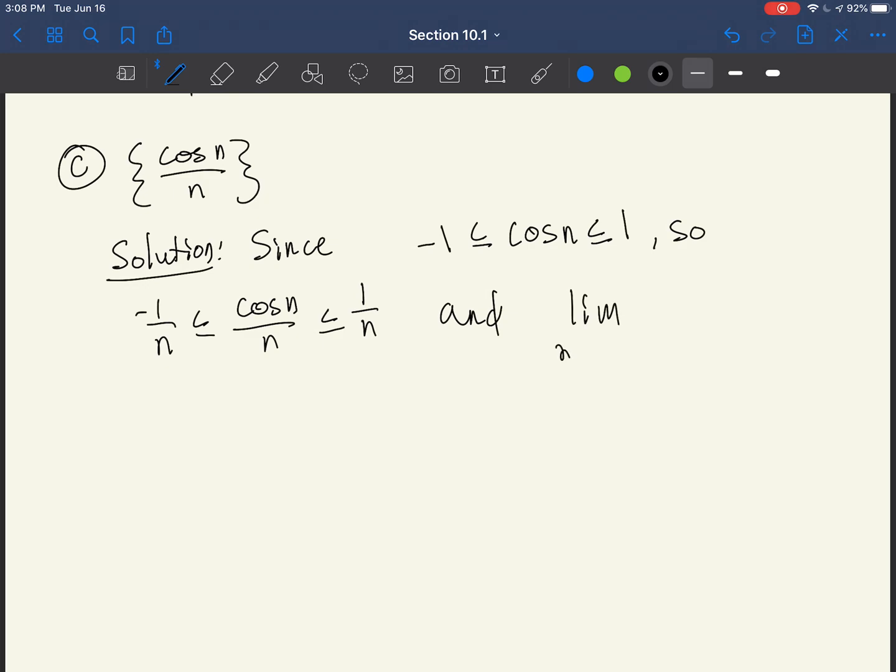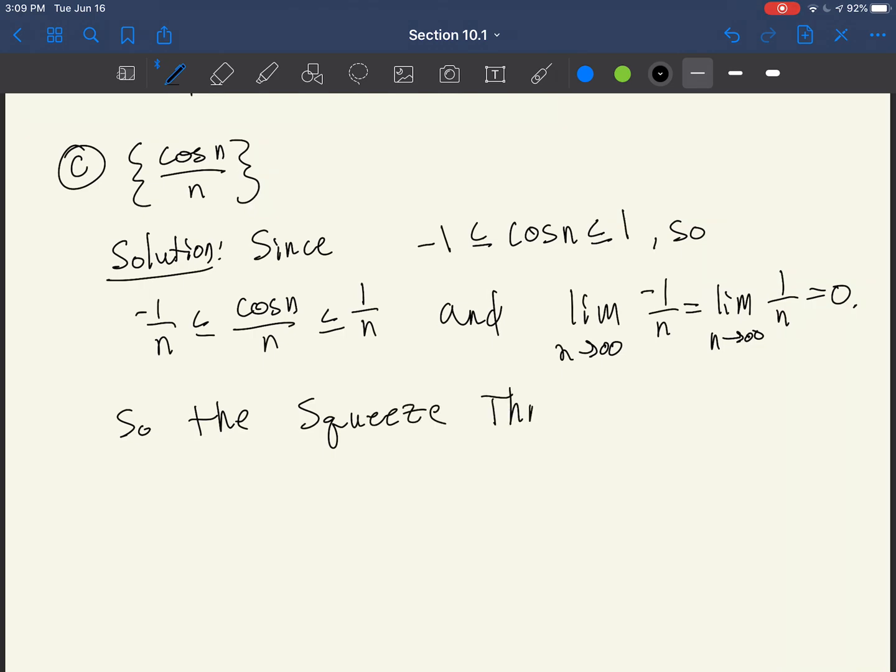And the limit, as n goes to infinity, of -1 over n equals the limit as n goes to infinity of 1 over n equals 0. So we have cosine n over n squeezed between -1 over n and 1 over n, both of which go to 0. So the squeeze theorem tells us that the limit as n goes to infinity of cosine n divided by n is also 0.